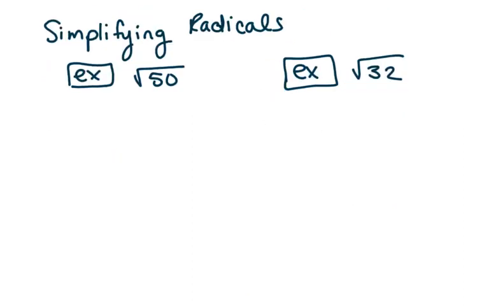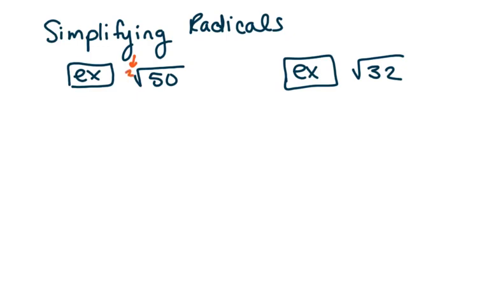Simplifying radicals. This is something I also went over in my last video, but I'm going to go over it in a little more detail this time. So the square root of 50. We talked about in the last video that the first thing you want to do is identify your index, which is that little number that goes right here. If there isn't already a number, it's automatically a 2.